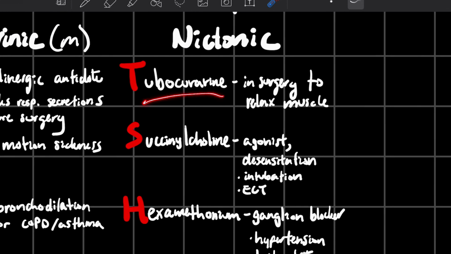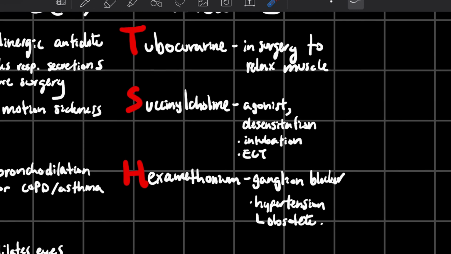Nicotinic, you have your tubocurarine. Basically, this is to relax your muscles. Your succinylcholine, it's going to be an agonist, and it's going to actually be such a good agonist that it leads to the desensitization of your acetylcholine receptors, and as a result, it's going to be an antagonist, okay? And you typically use this for intubation or ECTs, okay?